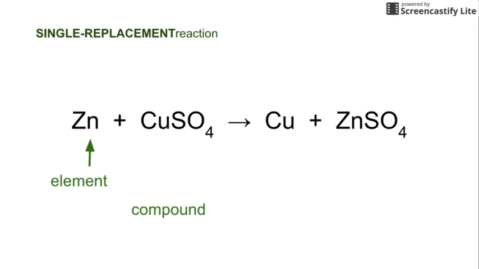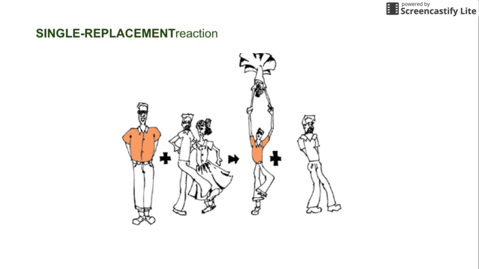In a single replacement reaction, an element and a compound turn into a different element and a different compound. So notice that in this case, the zinc is combined with copper 2 sulfate. The zinc replaces the copper in the copper 2 sulfate because zinc is more active than copper, and you end up with copper and zinc sulfate. You start out with an element and a compound, you end up with a different element and a different compound.